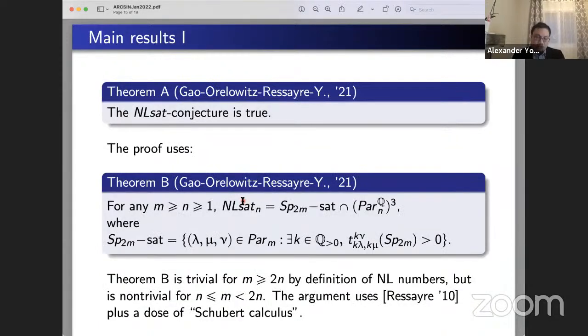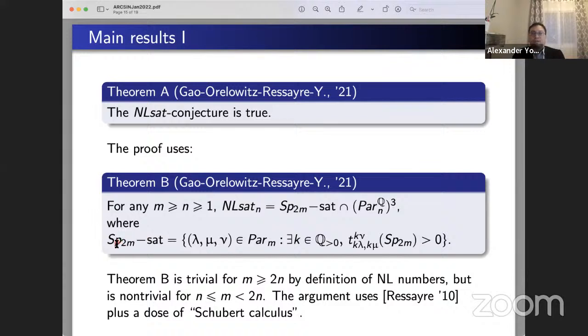Okay, so now let me state our results. Theorem A, with Gao, Orelowitz, and Ressayre, is that in fact that conjecture is true. So this is the analog of Klyachko's theorem, and it is in fact true. And the main observation is what I'll call Theorem B. Let me explain Theorem B.